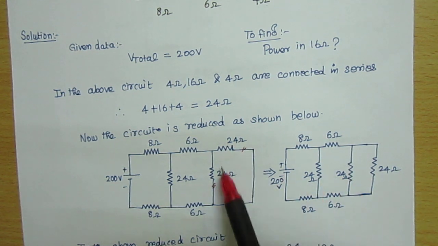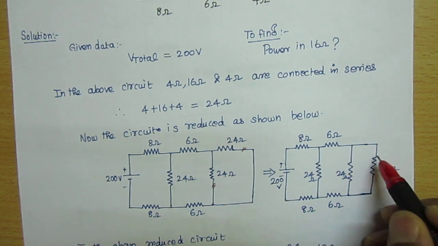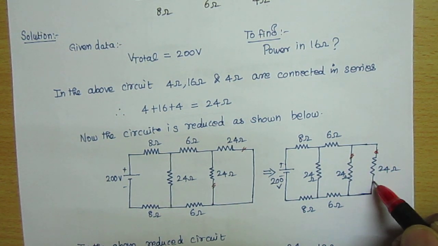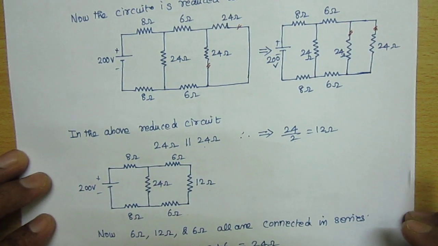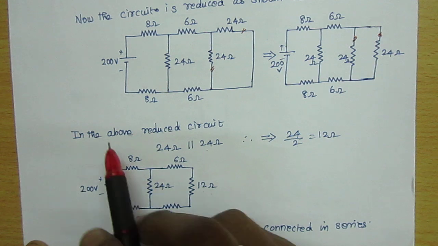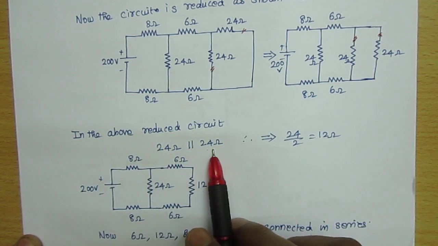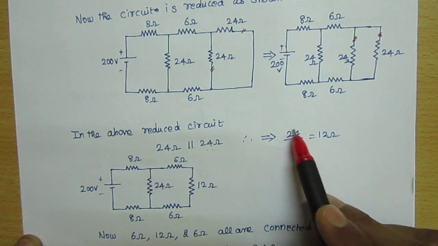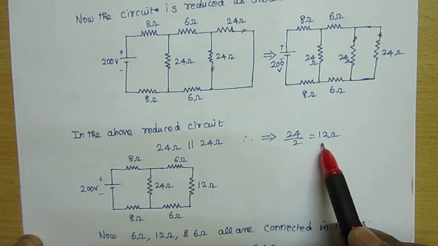So this 24 and 24 are both connected in parallel. I can redraw it like this: 24 ohm and 24 ohm resistors connected in parallel. Already we discussed that in a parallel circuit, if the resistors are the same, we know the shortcut. In the reduced circuit, 24 ohms and 24 ohms are connected in parallel. So 24 is the value of the resistor, divided by the number of resistors, 24 by 2 gives 12 ohms.